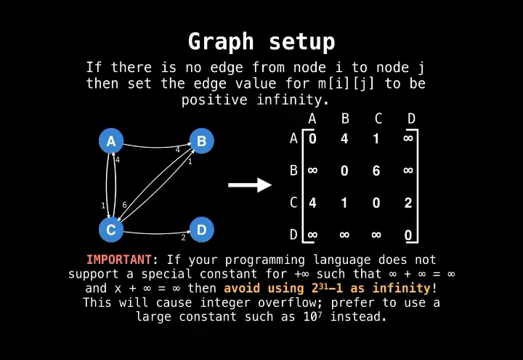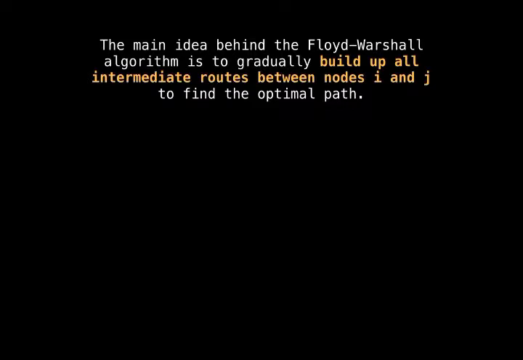To avoid integer overflow, simply use a large constant instead. As we will see, the main idea behind the Floyd-Warshall algorithm builds off the notion that you want to compute all intermediate routes between two nodes to find the optimal path.